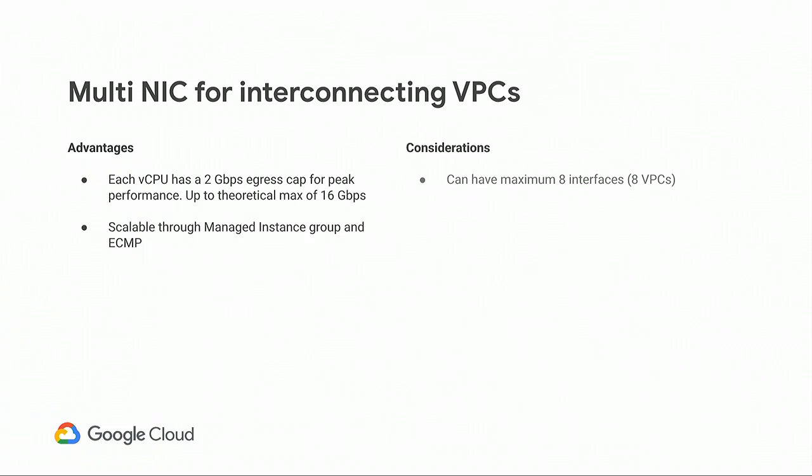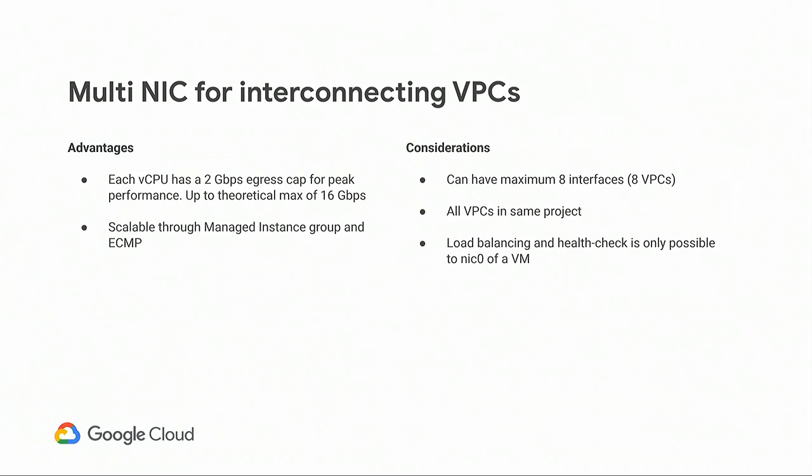The major constraints involve that each VM can have a maximum of 8 NICs, meaning you can interconnect a maximum of 8 VPCs. All these VPCs must belong in the same project. And today, load balancing is only supported on NIC 0. And for non-NIC 0, you would have to leverage GCP static routes and ECMP across them. That is by having multiple static routes with equal priority.